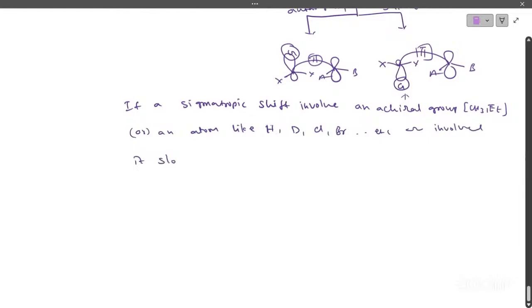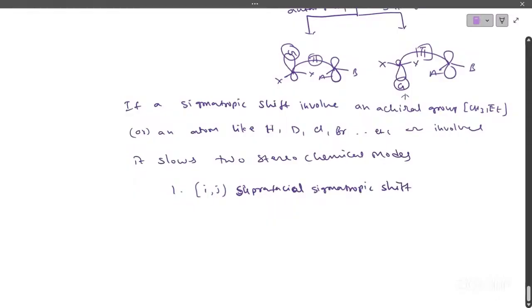It shows two stereochemical modes. One is the i comma j suprafacial sigmatropic shift of a group G. The G may be an achiral group, maybe hydrogen, maybe deuterium, maybe halogen, or maybe a methyl group, ethyl group, isopropyl group, whatever it may be. It is achiral, right?